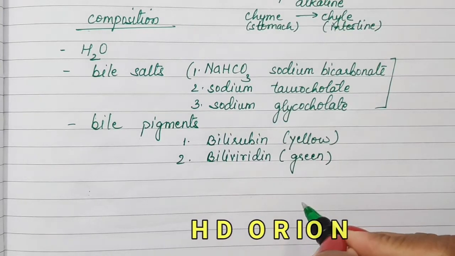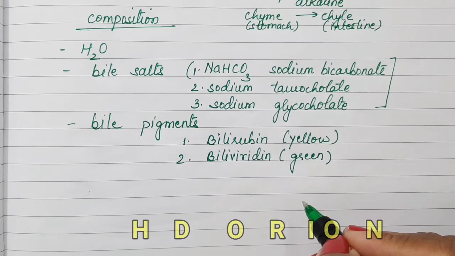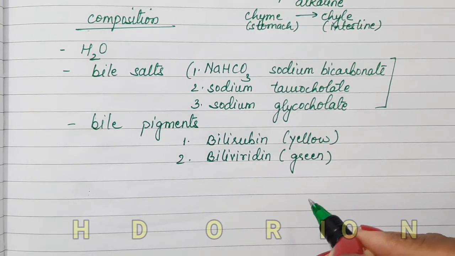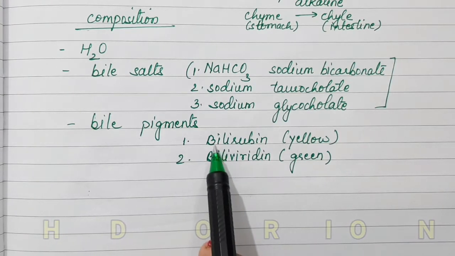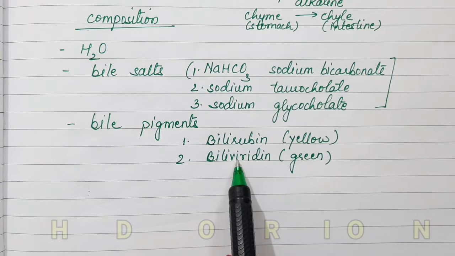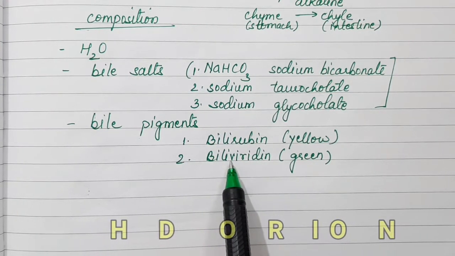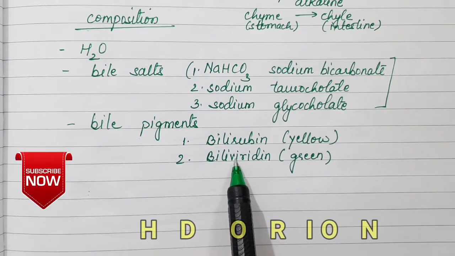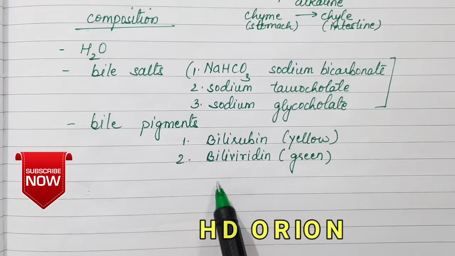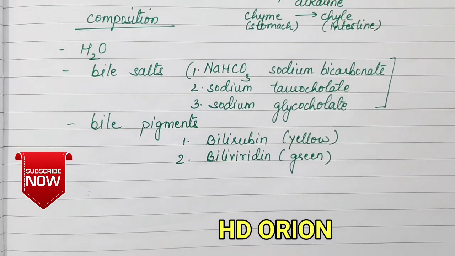And both of them are actually produced by the decomposition of the red blood cells after the 120 days when the RBCs are destroyed. So they are decomposed and then the bilirubin and biliverdin are formed. These are released in the bile juice because they are not at all useful, and this gives the color to the fecal matter. So whatever feces are produced, the color is because of the presence of the bilirubin and biliverdin. So these are the substances that are present in the bile juice.